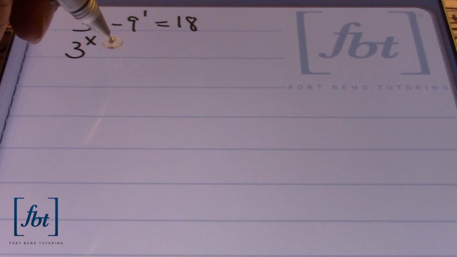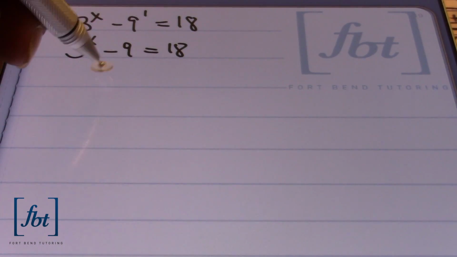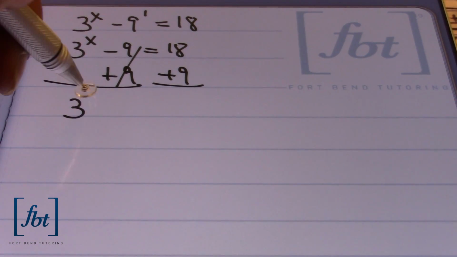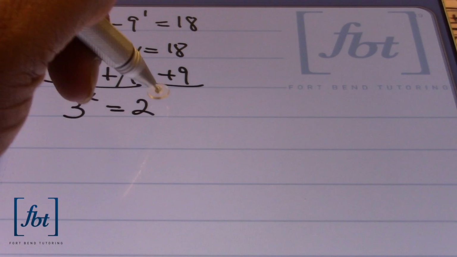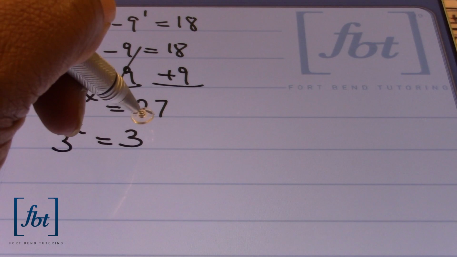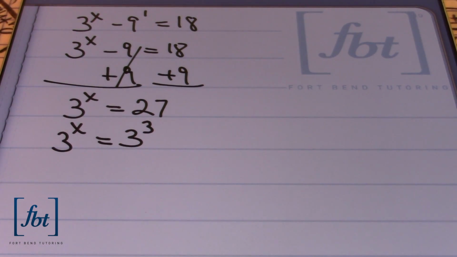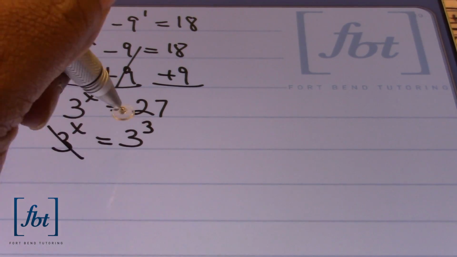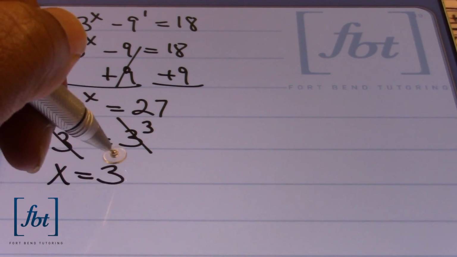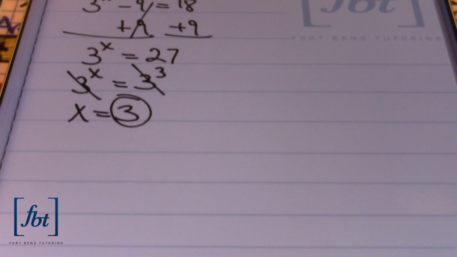This simplifies to 3^x - 9 = 18, and we'll be adding 9 to both sides of the equation. The 9s will cancel out. You'll have 3^x = 27. From here, I can show that 3^x is equivalent to 3 to the third power, knowing that 3 cubed is 27, 27 being a perfect cube. Because my bases are identical, we can ignore those altogether, and so x equals 3. So that's our value of x.